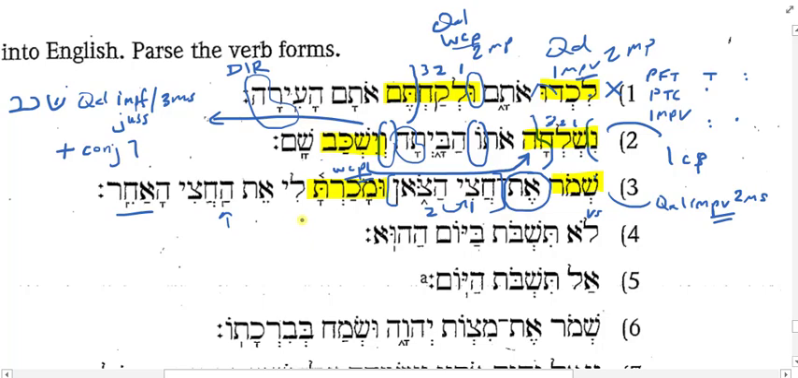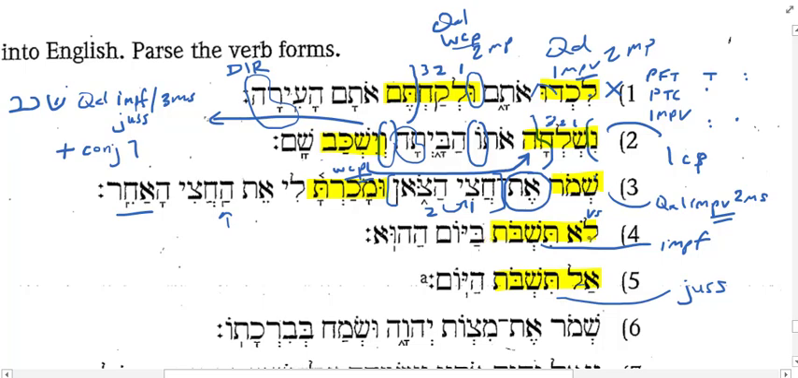Good. This will be real quick to do. If you notice number 4 and 5, they are identical in form except for the lo versus the al. So which one is number 4? Is this lo plus the jussive or the imperfect? That's imperfect because lo cannot negate jussives. Al is in front of the same form. This one must be the jussive.